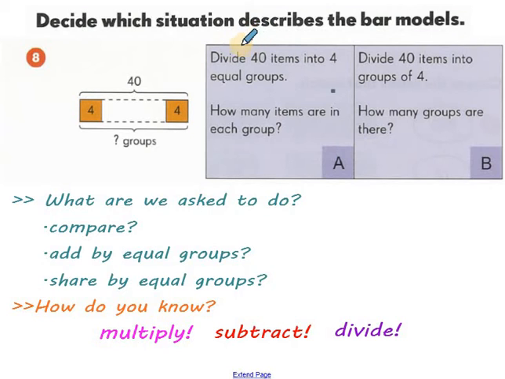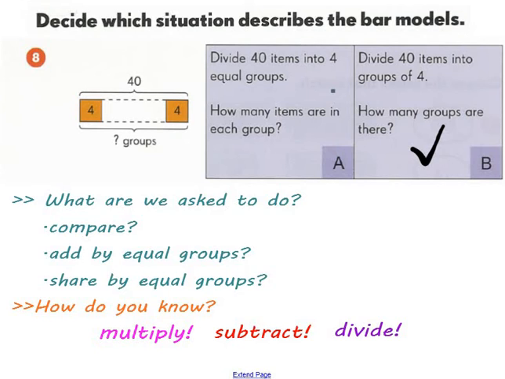So here's the first story. Divide 40 items into 4 equal groups. How many items are in each group? That one doesn't seem to match really well because it says 4 equal groups, and I only see 2 equal groups with something missing. So let's take a look at B. Divide 40 items into groups of 4. How many groups are there? Yes, this is the one that matches because it's asking me how many groups. And that's exactly what this is saying. How many groups belong here in this bar model?